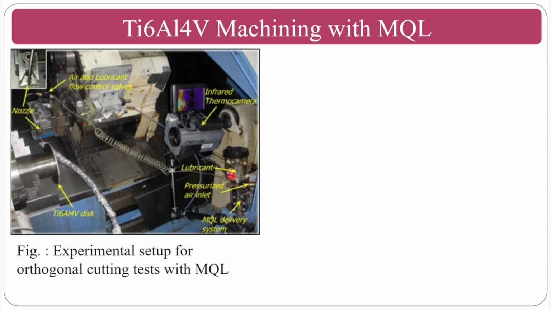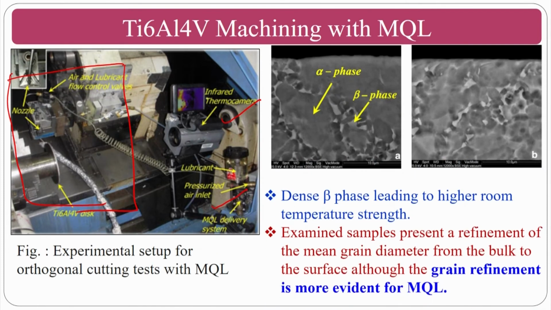This is the machining setup. To avoid this up to a certain extent, people have used minimum quantity lubrication, or minimum quantity cutting fluid. This is the machining zone where the machining is taking place, and you can see the infrared camera is focused, pressurized lubricant is also given, and you can see the dense beta phase and alpha phase here.